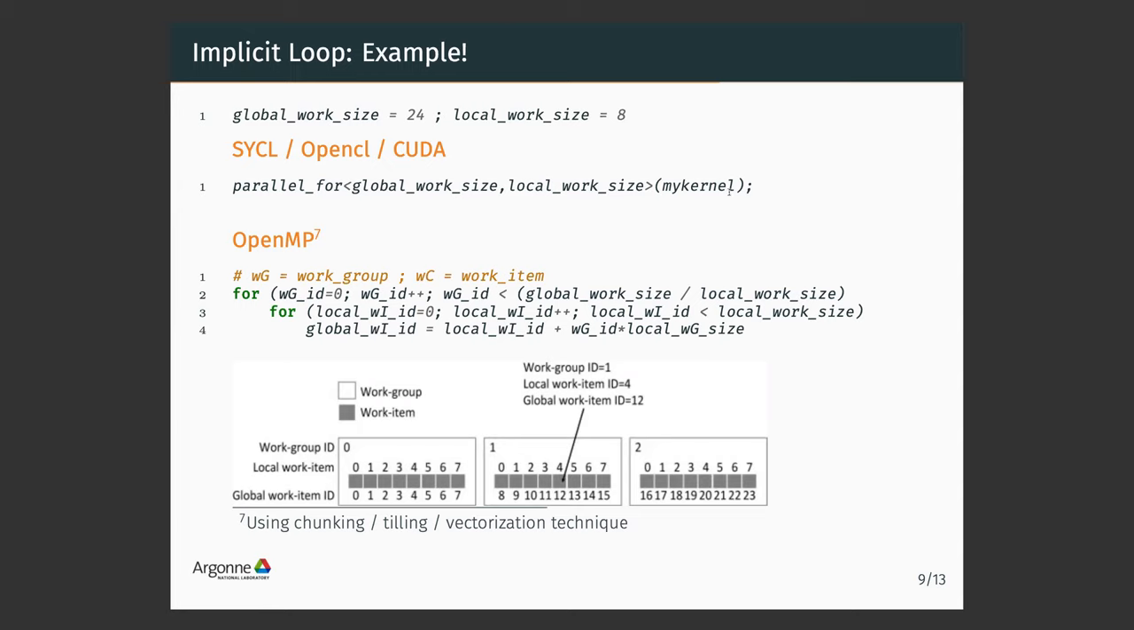And inside your kernel, you can have access to some variables to know where you are in the iteration space. Whereas in OpenMP, if you want to do the same thing, you create your first for loop over the work groups, where the number of work groups is your global work size over local work size. So here I have 3 work groups. And after, inside each work group, I need to go through my little chunk, so for local size to local work size. So it's just a nice way to express tiling or vectorization or chunking, however you want to call it.